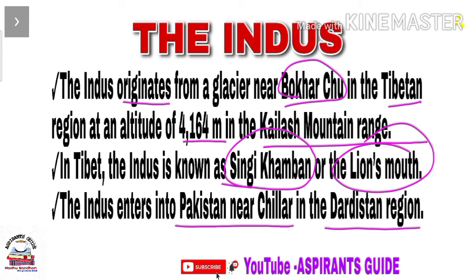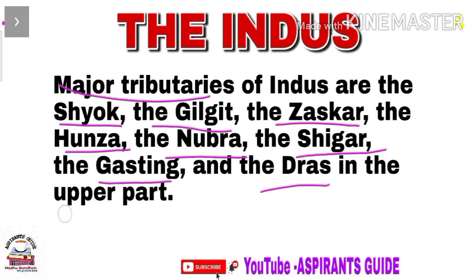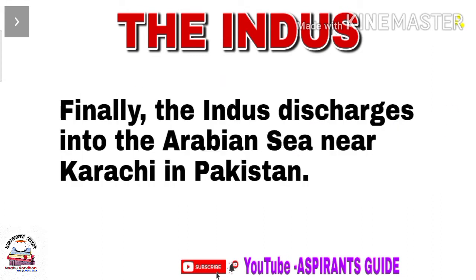Now let us see the major tributaries of the river Indus. They are the Shayok, the Gilgit, the Zaskar, the Hunza, the Nubra, the Shigar, the Gasting and the Dras. These are present in the upper part of the Indus river, whereas in the lower part of this river the major tributaries are the Satluj, the Beas, the Ravi, the Chenab and the Jhelum. And this river finally drains into the Arabian Sea near Karachi in Pakistan.